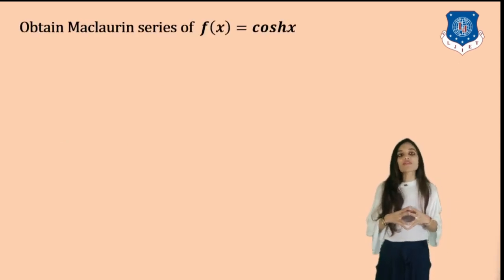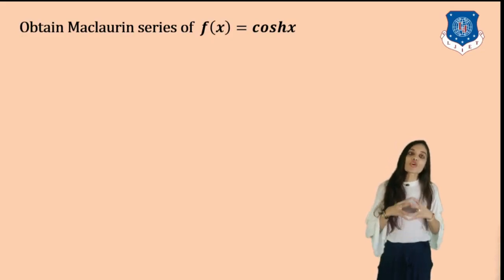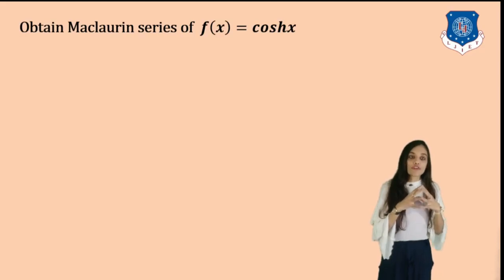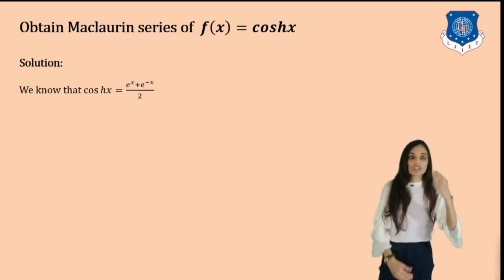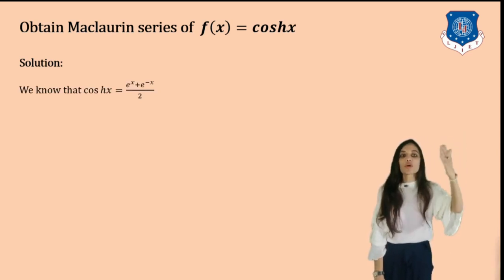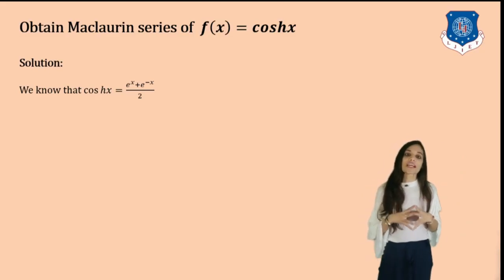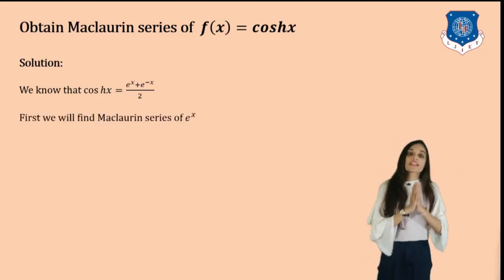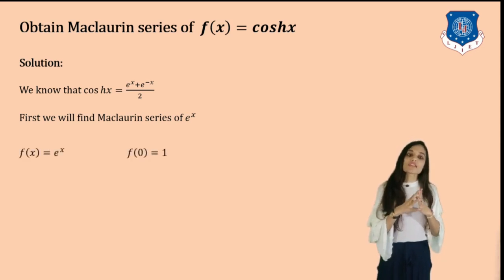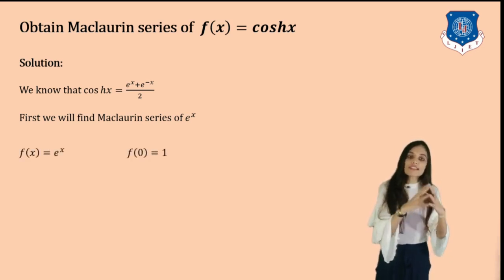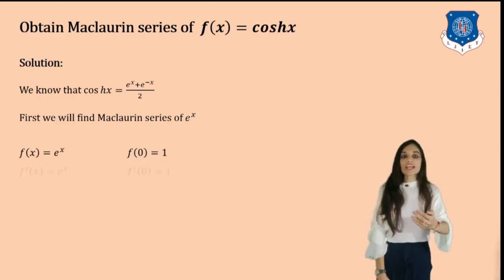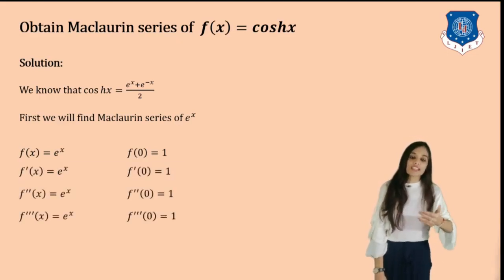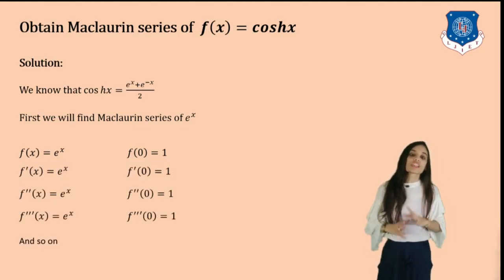Next, let's begin with one more example: we have to obtain the Maclaurin series of f of x is equal to cosh x. Now what is cosh x? Cosh x is equal to e raised to x plus e raised to minus x upon 2. So firstly we will find the Maclaurin series of e raised to x, then the Maclaurin series of e raised to minus x, add the two and divide by 2. Let us begin by finding the Maclaurin series of e raised to x. So f of x is equal to e raised to x. Our f dash of x, f double dash of x, f triple dash of x, etc. will all also be e raised to x.